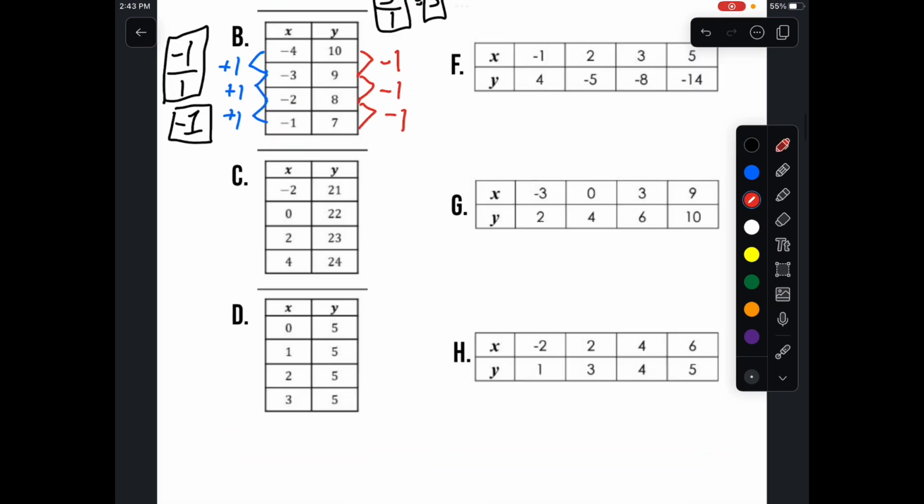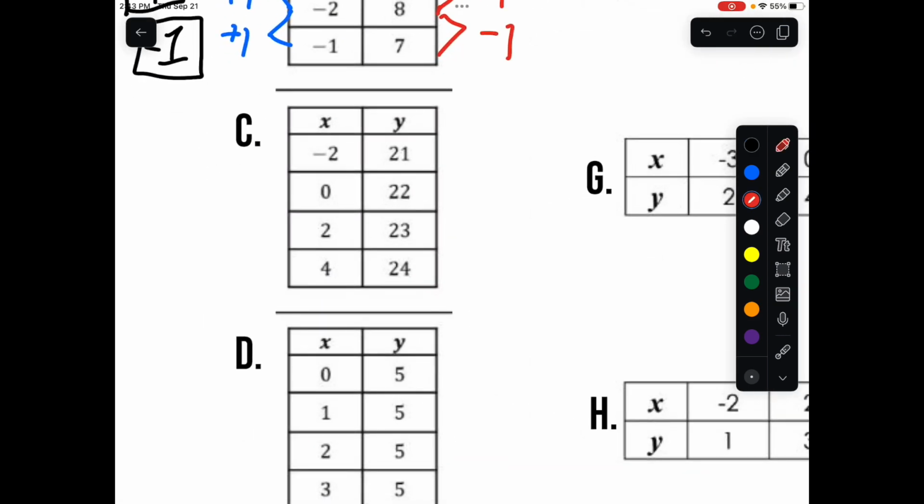Let's look at table C. Going from 21 to 22, I'm going up 1. From 22 to 23, I'm going up 1. From 23 to 24, I am going up 1.